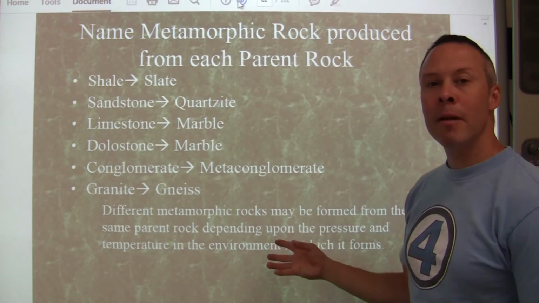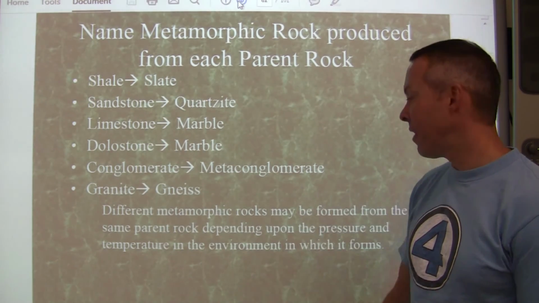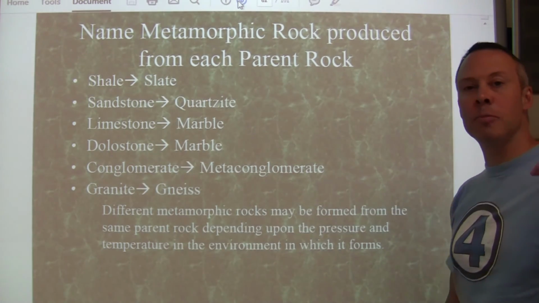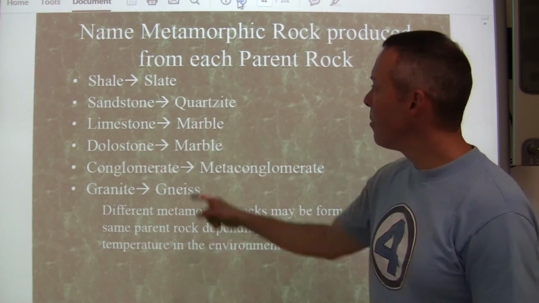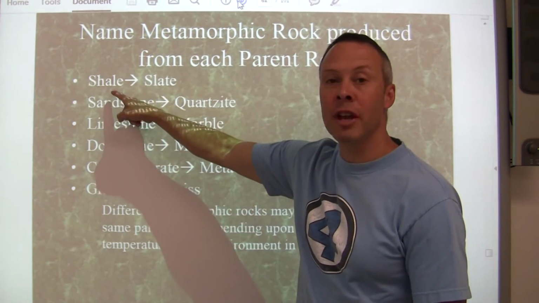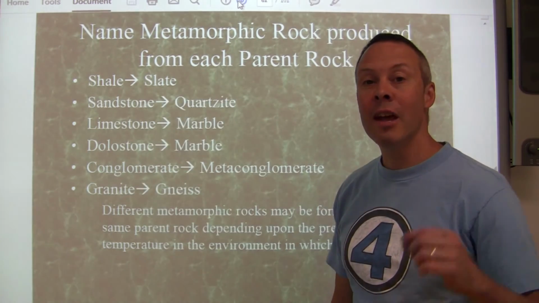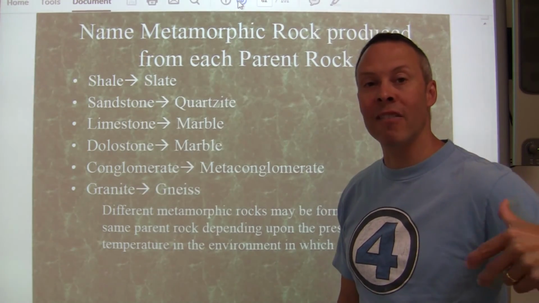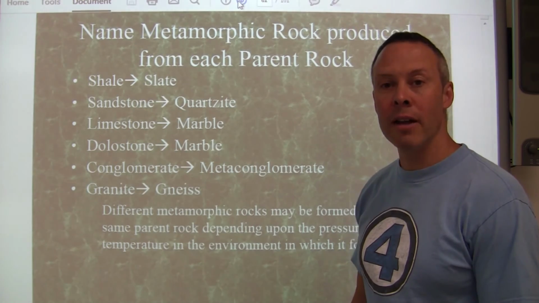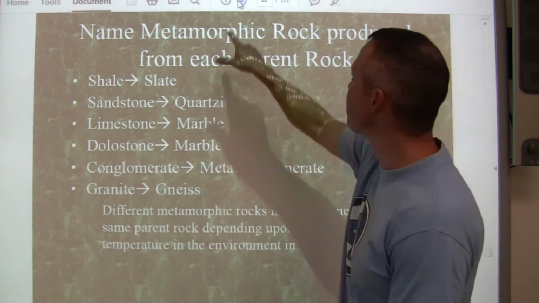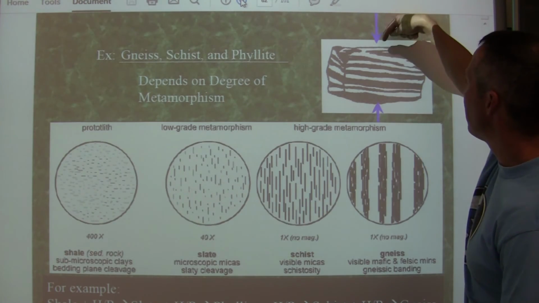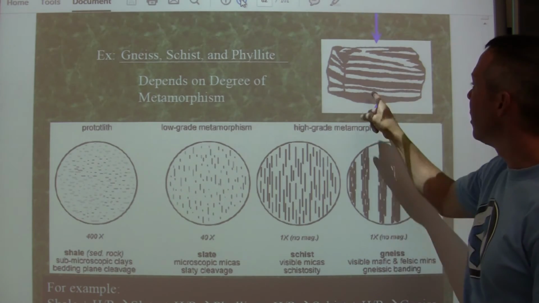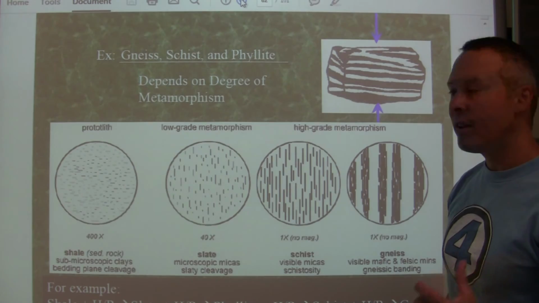There are different metamorphic rocks that can be formed from the same parent rock. It depends on how much pressure and heat are exposed, so it depends on the conditions. And the best example is up here, how you can start with shale, and yes, it can get turned into slate, but it can get turned into other metamorphic rocks based on how much heat and pressure you apply. And then that's the last thing we have to finish up. So here's an example. Again, putting the pressure on that rock to form banding depends on the degree of metamorphism.